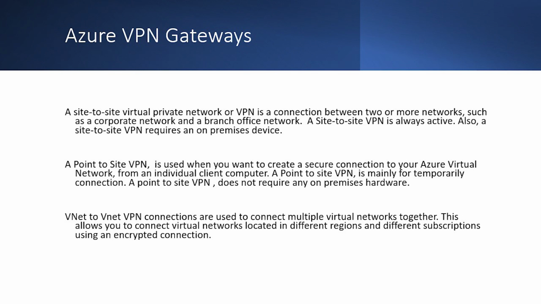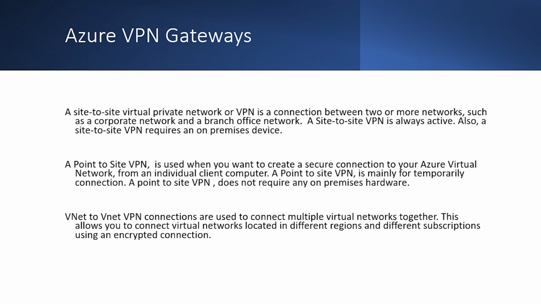A point-to-site VPN is used when you want to create a secure connection to your Azure virtual network from an individual client computer. A point-to-site VPN is mainly for temporary connections. A point-to-site VPN does not require any on-premises hardware.